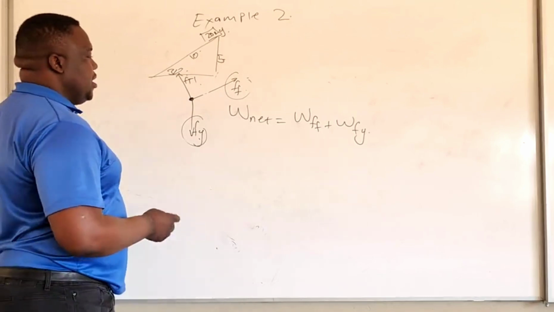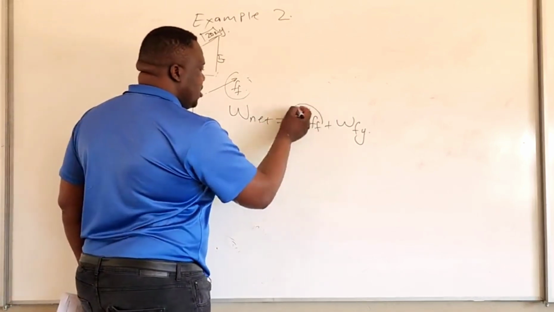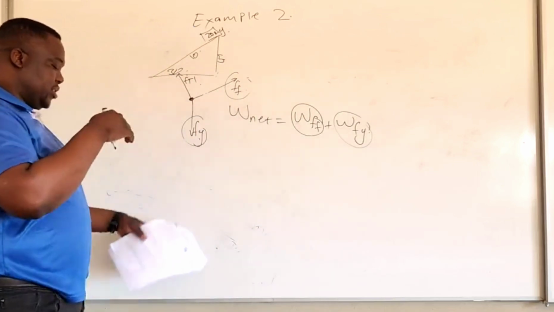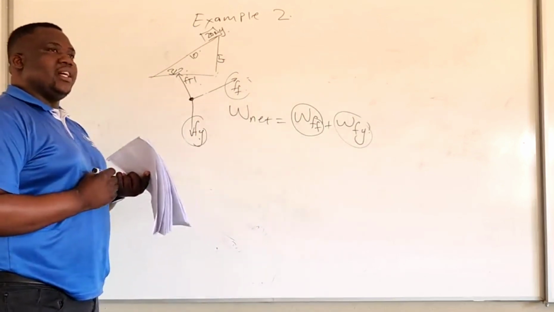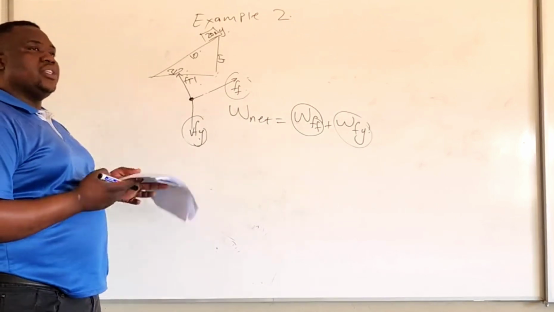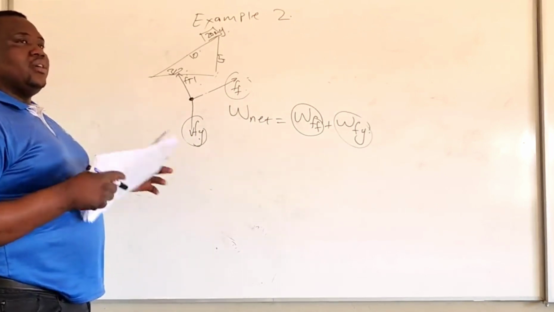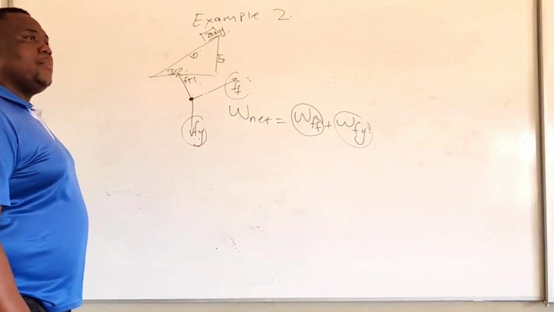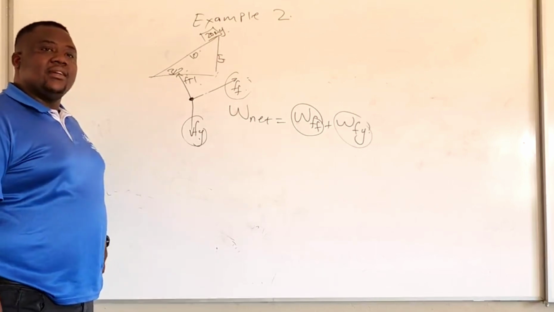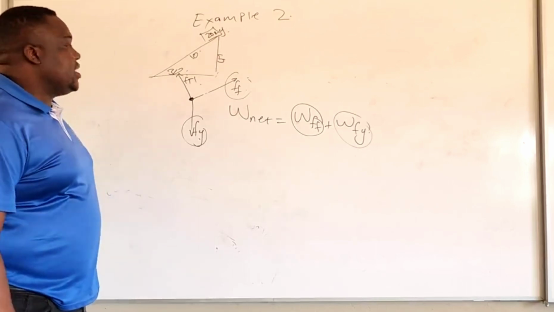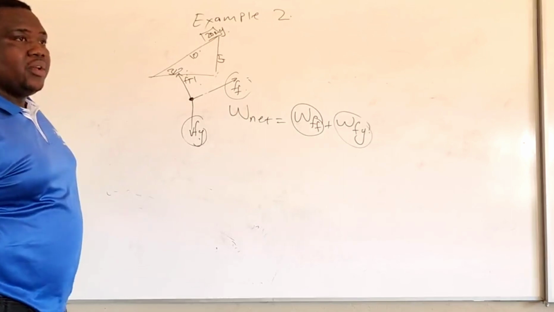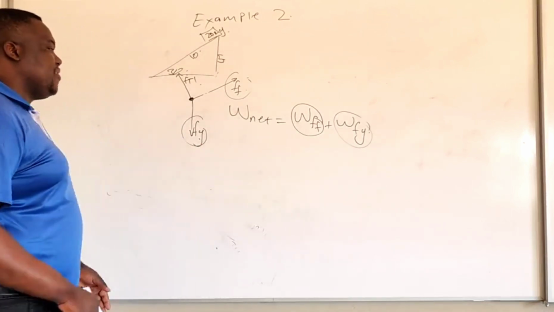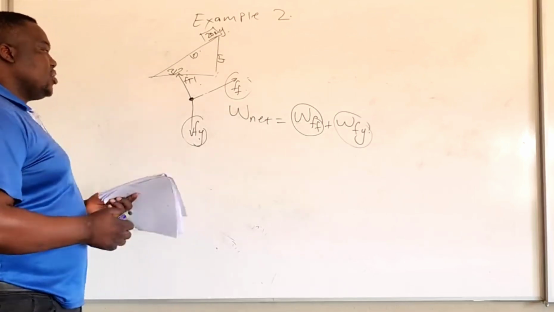What does that mean? It means work net is going to add work done by friction plus the work done by gravitational force. The object is moving down, meaning that gravitational force is doing positive work. What do we mean by positive work? The object and the force are moving in the same direction. We know that positive work is when energy is added in the system. Gravitational force is always downward, and the object was moving down. It means gravitational force is doing positive work. So let us calculate that one.